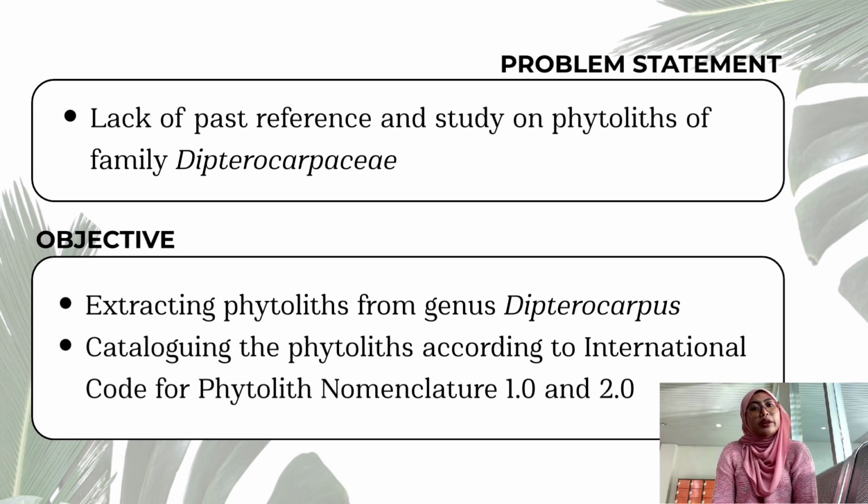So the problem in my research study today is we have a lack of past reference and study on phytoliths, especially on family Dipterocarpaceae. Family Dipterocarpaceae is the largest woody family that we can find in Southeast Asia region. So my objective in my studies today is to extract the phytolith from family Dipterocarpaceae, specifically from genus Dipterocarpus, and to catalog all the phytoliths according to the International Code for Phytolith Nomenclature 1 and 2.